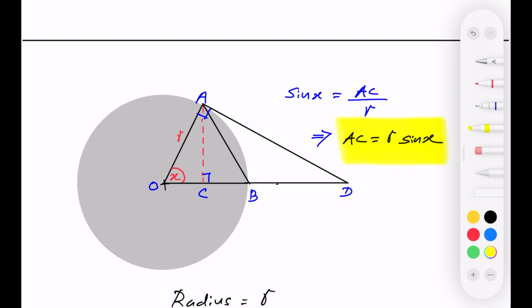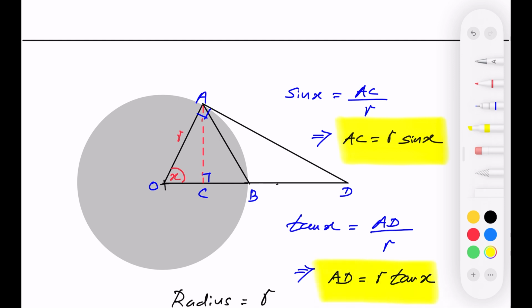Similarly, can you find AD? If you look at the triangle OAD, we can write an equation for tangent x. Tangent x should be equal to opposite over adjacent. Opposite is AD, adjacent is OA, which is equal to r. Therefore, from that equation we have AD equals r tangent x. We are going to need that as well.